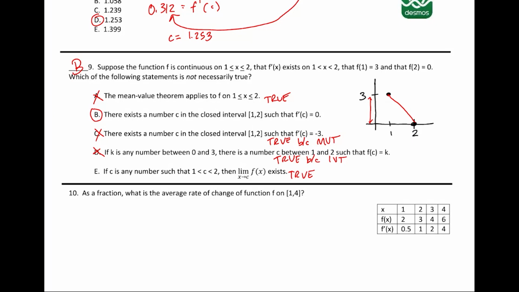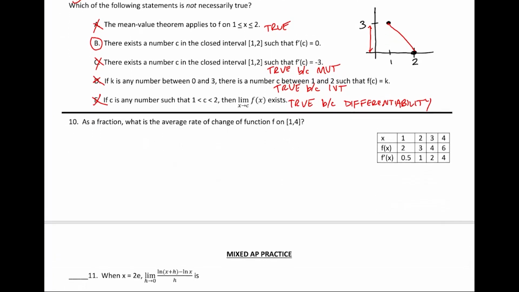The fact that it's differentiable on that interval says that the limit will exist really anywhere on that interval. So true because of the differentiability. Okay, so for sure our answer is B.